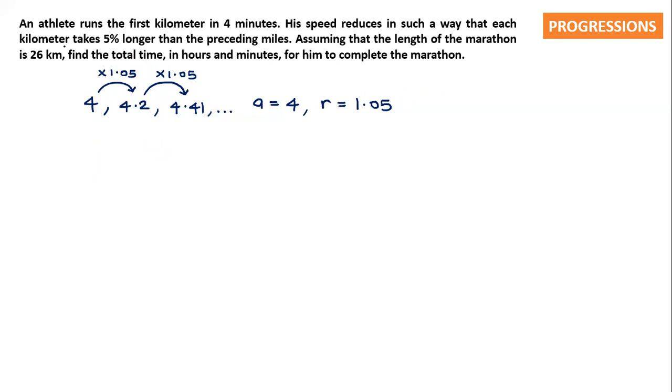Can you see here is 26 kilometers? I got 26 kilometers. So 26 kilometers is equivalent to n equals 26. Got it? n equals 26. Now, the question: find the total time. That means I need to total all of this together. Understand? All the total time I need to total.